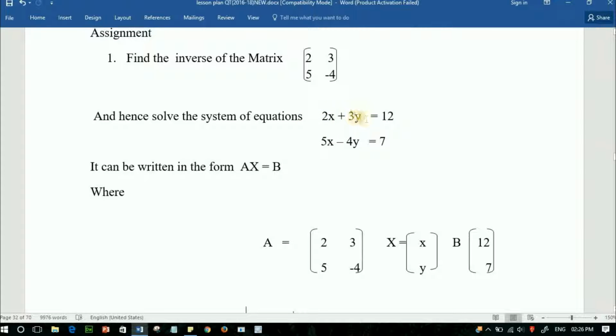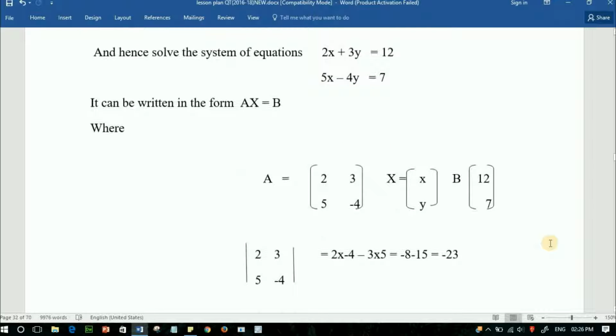Here there are only two variables, so we are considering a 2 by 2 matrix. Writing AX = B, where A is [2, 3; 5, -4], X is the variables x, y, and B is the constants 12, 7. If you multiply 2 into x plus 3 into y, equating, we get 12, and 5x - 4y = 7.